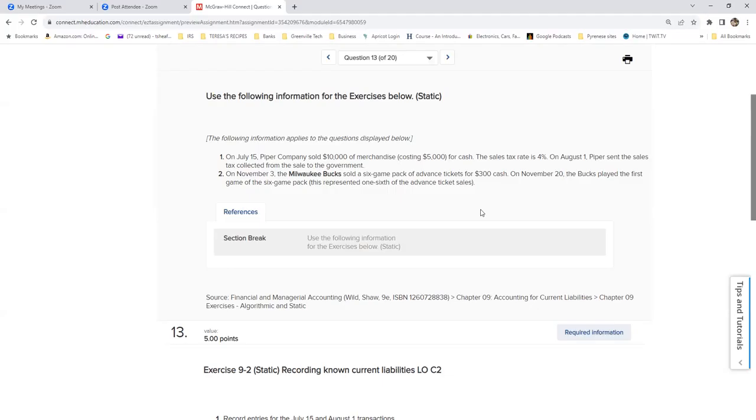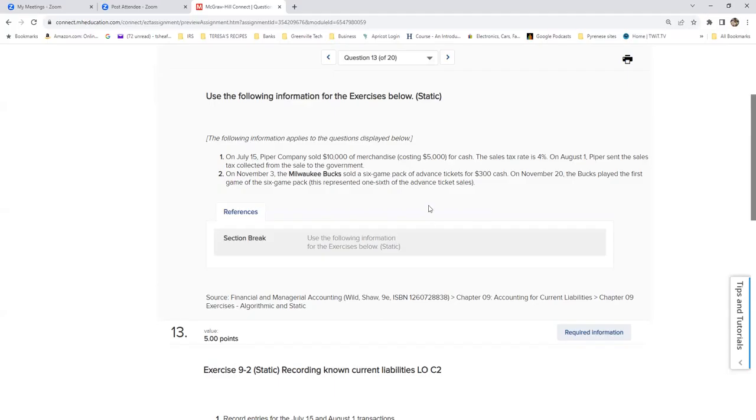Next, on November 3rd, Milwaukee Bucks sold a 6-game pack of advance tickets for $300. So we know that's going to be $50 a piece, right? 300 divided by 6. When they played the first game, let's see, Bucks played the first game of the 6-game pack. This represented 1/6 of their advance sales. So you're going to debit under revenue $50, and you're going to credit sales $50.